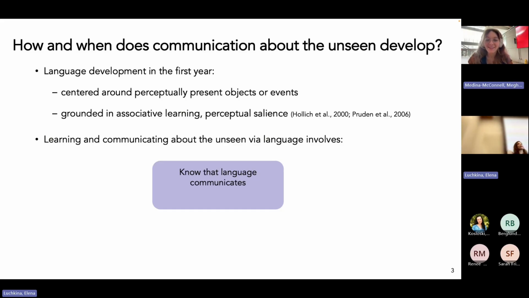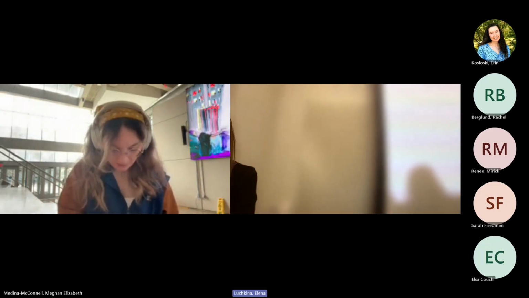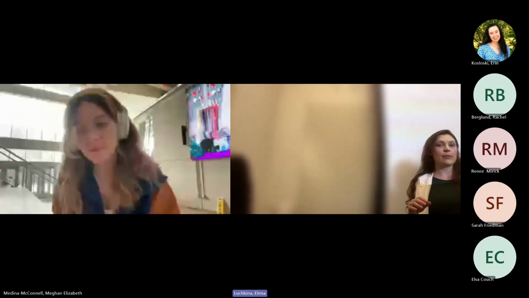The first thing is knowing that language communicates in the first place. And what we know, based on existing research and things that I will show you today, is that this capacity is present at the very least by 12 months. I'm not necessarily saying it's not present anywhere earlier, but the best data that we have suggests that by 12 months, we're at that point. So what I'm going to show you is that the ability to recognize that language is communicative is present at around 12 months, or at least by that point.